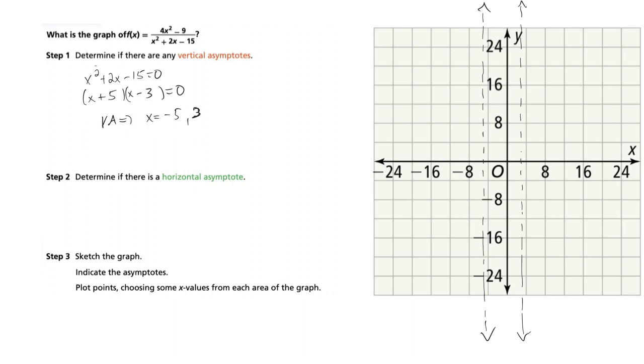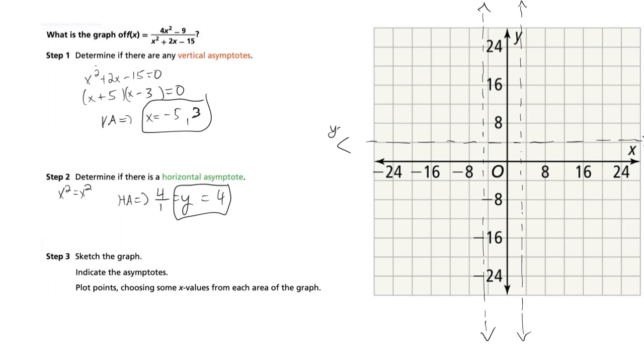Okay, then find our horizontal asymptotes, right? They're the same degree, so the horizontal asymptote is equal to the ratio of 4 over 1. So y equals 4. We'll make our dashed line.